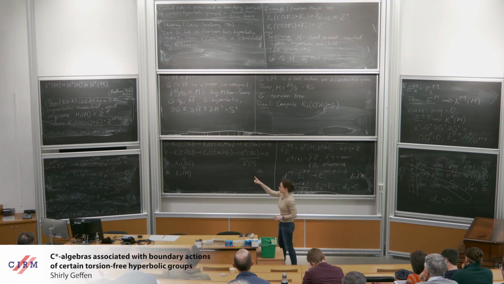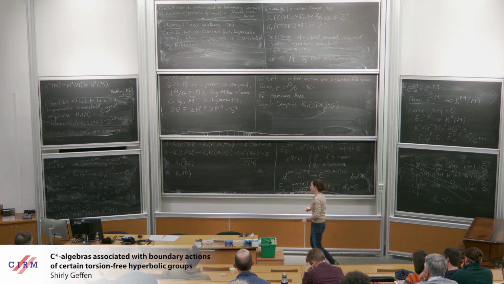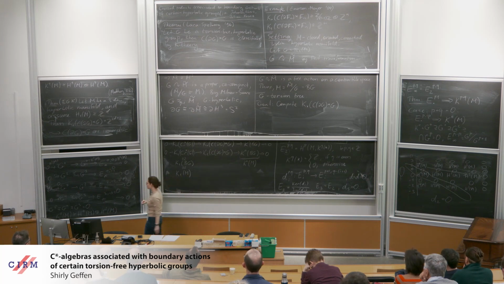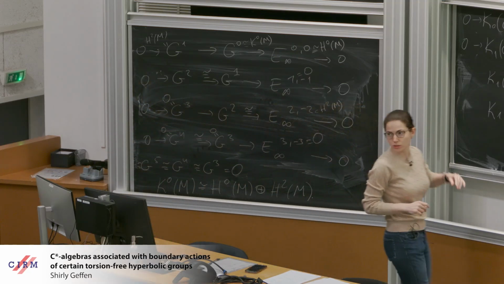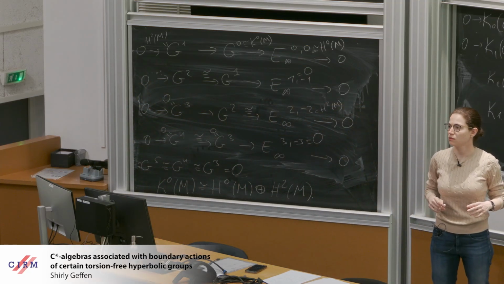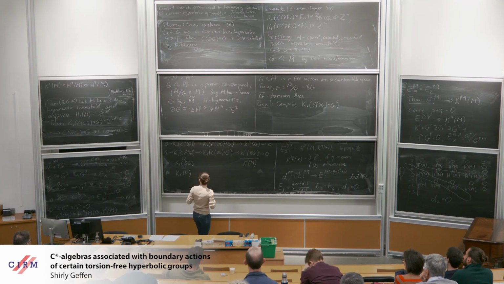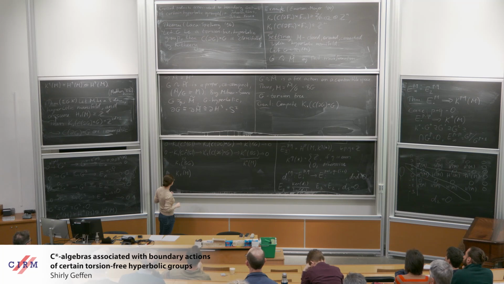So maybe I will explain shortly why it's Z to the 2D plus 2. We come back to this short exact sequence, and we computed the K-theory, but we didn't compute the K-homology. Yes. Because there is no shift of dimension between K-theory of BG and the K-theory of the reduced C*-algebra of G. It doesn't change much because K0 and K1 are isomorphic.